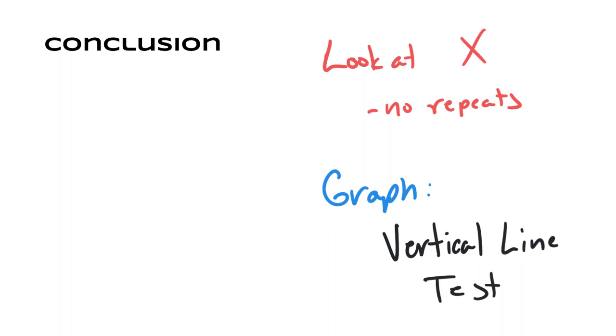But in conclusion, the main thing you look at is, in most cases when you see numbers in a list of numbers, you look at the x's. If x's repeat, then it's not a function. If they don't repeat, then it's probably going to be a function. If you're looking at a graph, you do the vertical line test. Remember, anytime the vertical line touches or crosses the graph more than once, it's not a function.